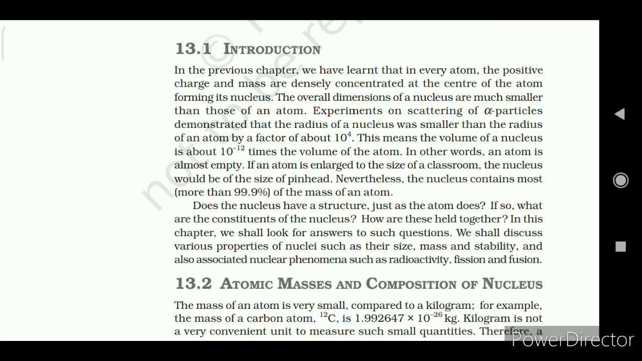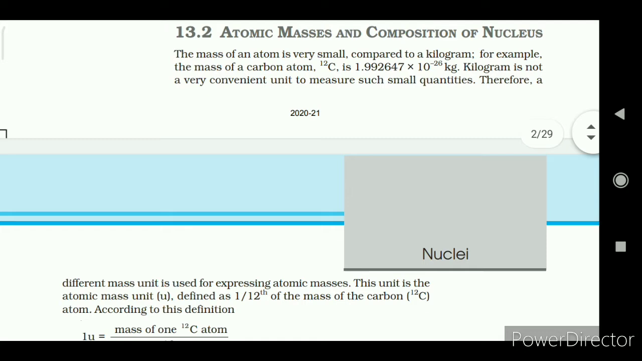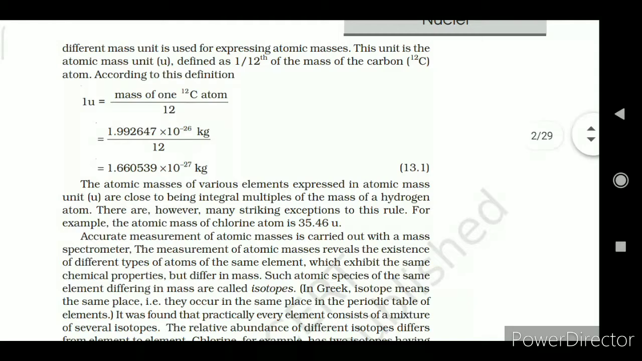This unit is the atomic mass unit, defined as 1 by 12th of the mass of the carbon atom. According to this definition, 1 u is equal to mass of one C12 atom upon 12, which is equal to 1.660539 into 10 to the power minus 27 kg. The atomic masses of various elements expressed in atomic mass unit are close to being integral multiples of the mass of a hydrogen atom. There are, however, many striking exceptions to this rule. For example, the atomic mass of chlorine atom is 35.46 u.